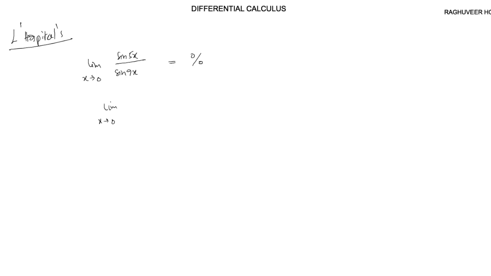Therefore, by applying L'Hopital's rule here, limit as x tends to 0, differentiation of sine 5x is 5 cos 5x divided by 9 cos 9x. Now by applying x as 0, we get 5 by 9.